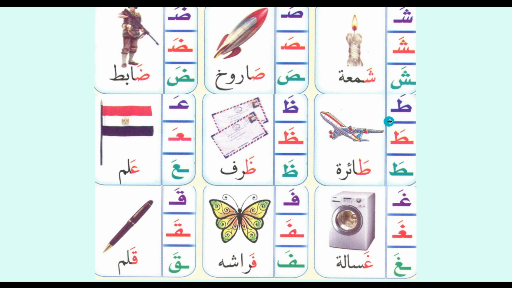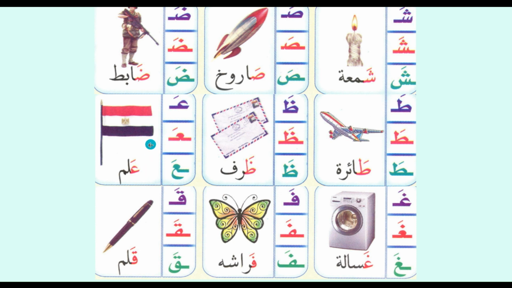Ta at the beginning of the word, in the middle of the word, at the end of the word, like طائرة, طائرة. Great. Let's go on. Dha, when it comes at the beginning, in the middle, at the end, like the word ظرف, ظرف.